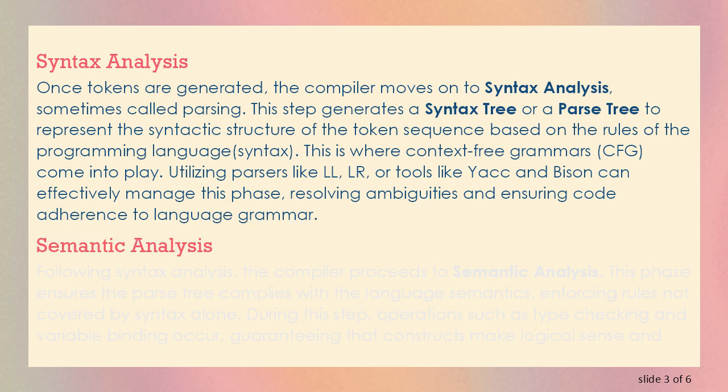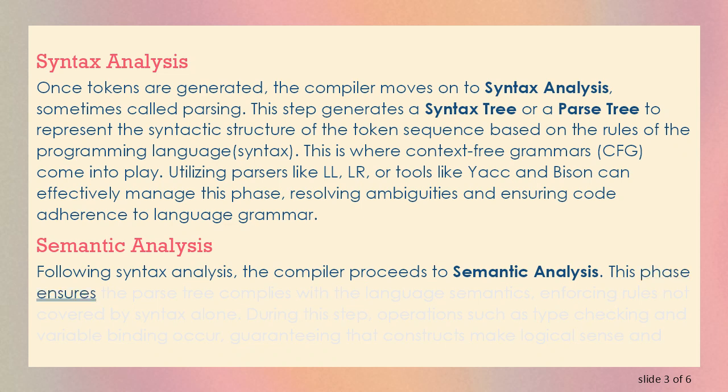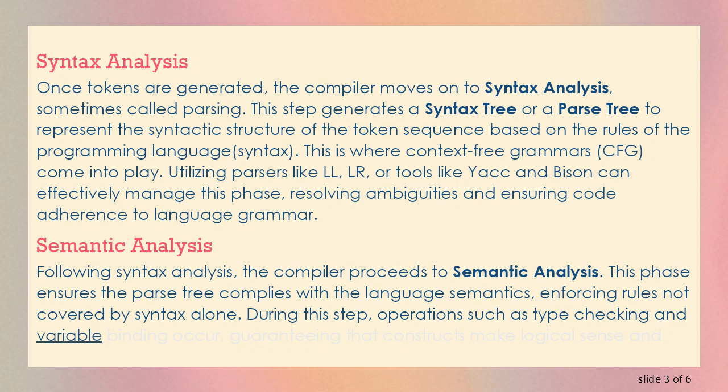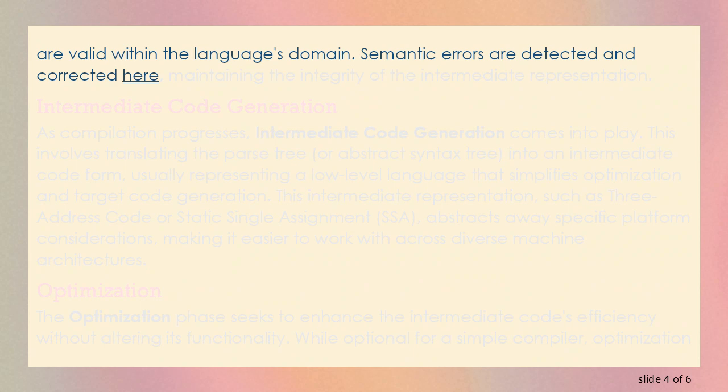Semantic analysis. Following syntax analysis, the compiler proceeds to semantic analysis. This phase ensures the parse tree complies with the language semantics, enforcing rules not covered by syntax alone. During this step, operations such as type checking and variable binding occur, guaranteeing that constructs make logical sense and are valid within the language's domain. Semantic errors are detected and corrected here, maintaining the integrity of the intermediate representation.